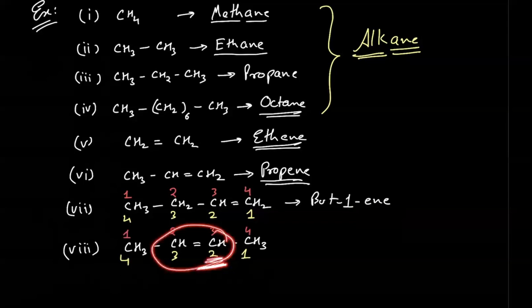So still there are 4 carbons, so you call this but. So we will write it as but. The number here will be 2 because the double bond is placed on the second carbon atom. Then because there is a double bond, you call it ene. So the name of this compound is but-2-ene.